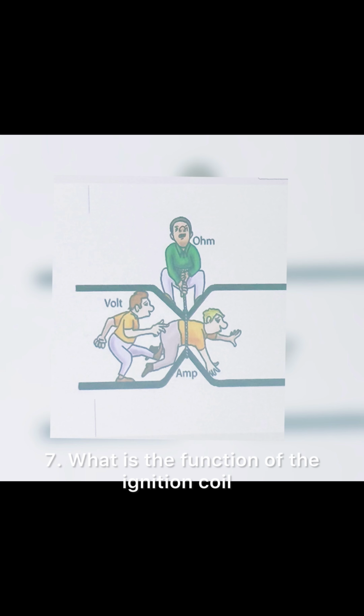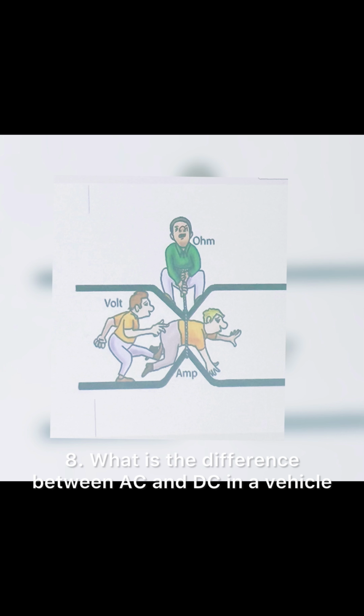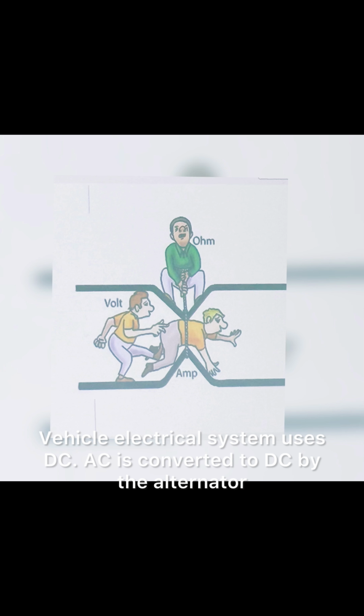7. What is the function of the ignition coil? Converts 12-volt battery voltage to high voltage to fire spark plugs. 8. What is the difference between AC and DC in a vehicle? Vehicle electrical system uses DC. AC is converted to DC by the alternator.